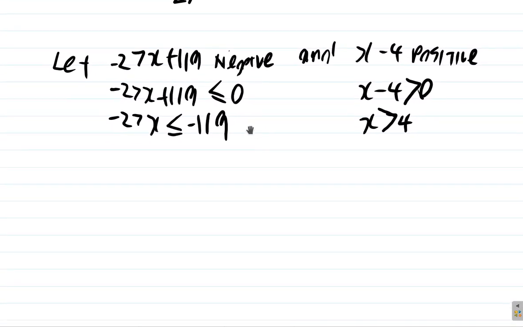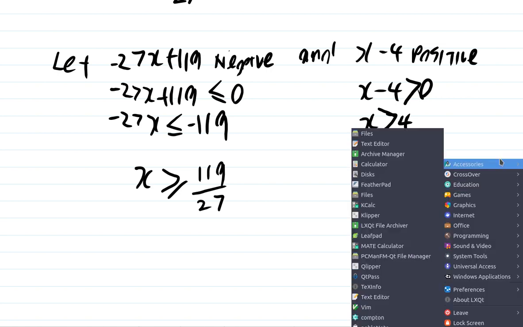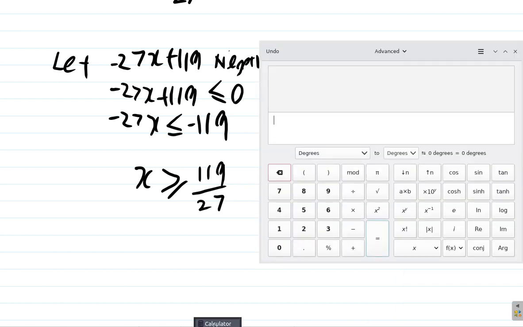So, divide by negative 27. You have x will be greater than or equal to 119 over 27. And x is greater than 4. Now, by the way, let's put 119 over 27 as just one number.